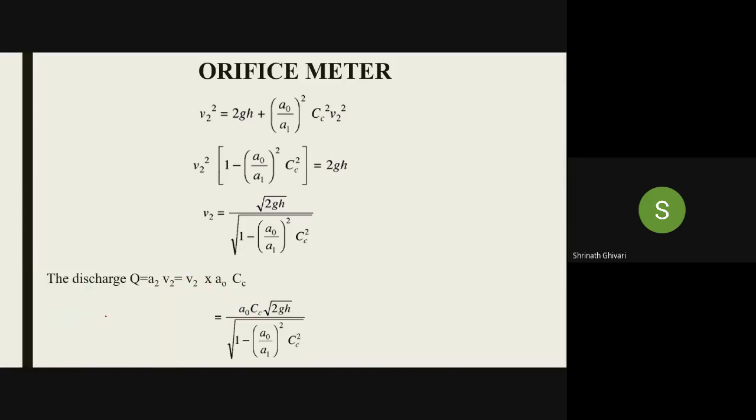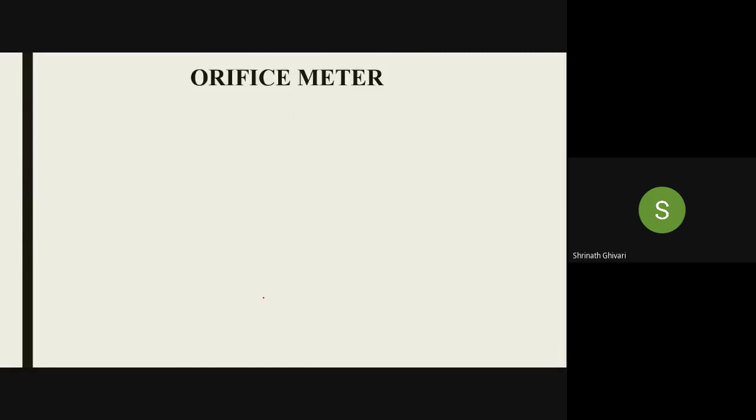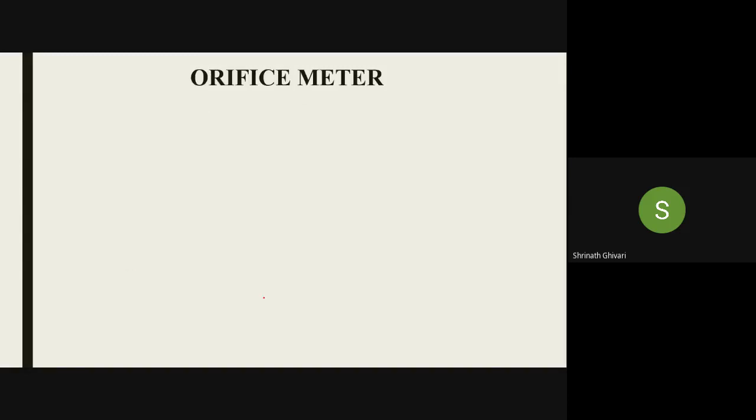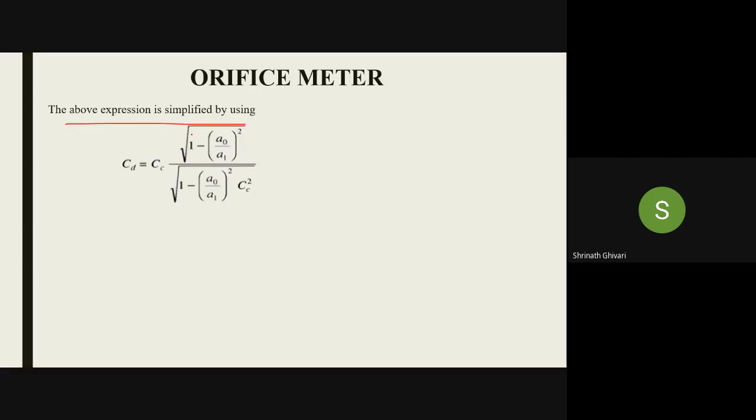Now we have to get the final equation for discharge. So this expression is simplified as follows. Whatever we are doing now is for theoretical discharge. We want the actual discharge also. This is the equation which we have got by substituting in Q. Now the above expression is simplified by using this formula: CD equal to Cc square root of 1 minus A0 by A1 whole square, square root of 1 minus A0 by A1 square Cc square.